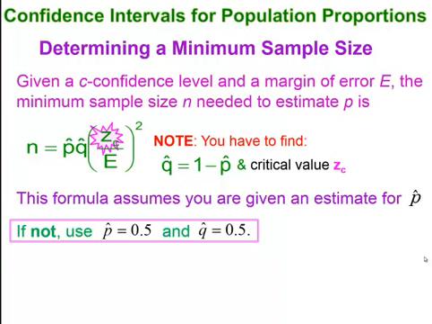If you're given a point estimate, then you would use that, and you would have to find your q hat. And a key note is you always have to round up. So please make sure you round up, if you have any decimal, to the nearest whole number.